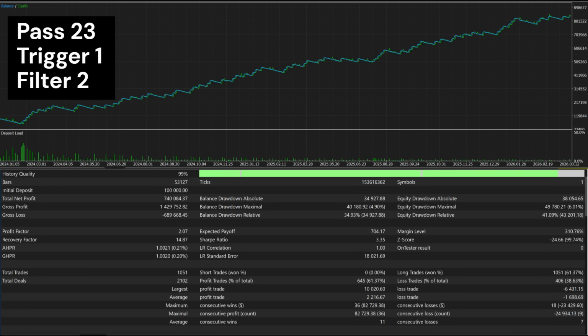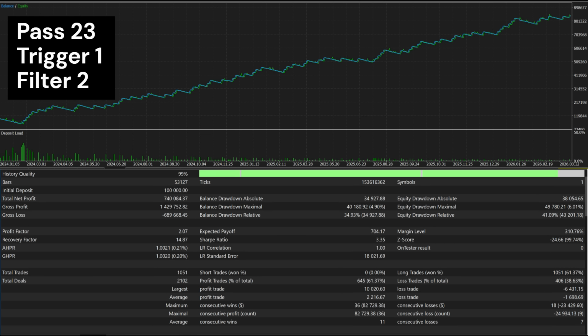To keep the video concise, we won't repeat the full backtesting setup process for the remaining configurations. However, we will clearly present the backtest results for Pass 23 and Pass 12 and compare their performance in detail. Now let's take a look at the backtest result for Pass 23.